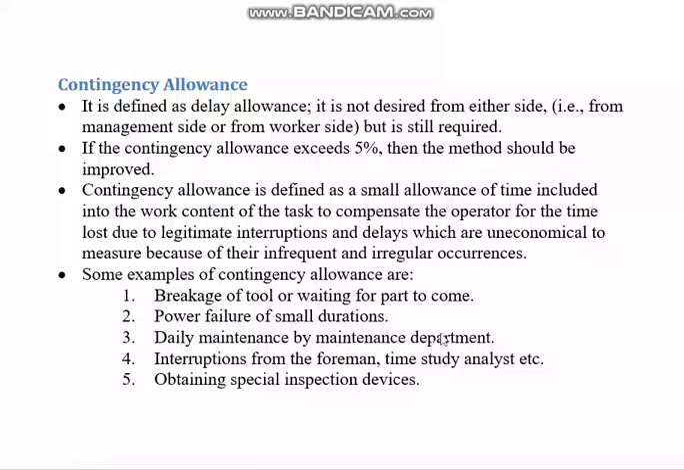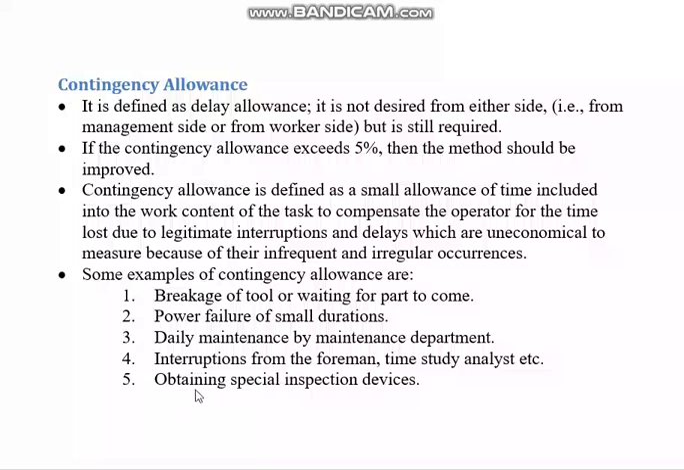Then daily maintenance by the maintenance department. Some people have come to do a little daily maintenance. At that time you may have to wait for 1 minute or 2 minutes as a worker. Such also is an example of contingency allowance. Then interruptions from the foreman or the supervisor, or the time study analyst, etc. If any other person comes and talks to him, interrupting him, he will lose some time. That is another example of contingency allowance.